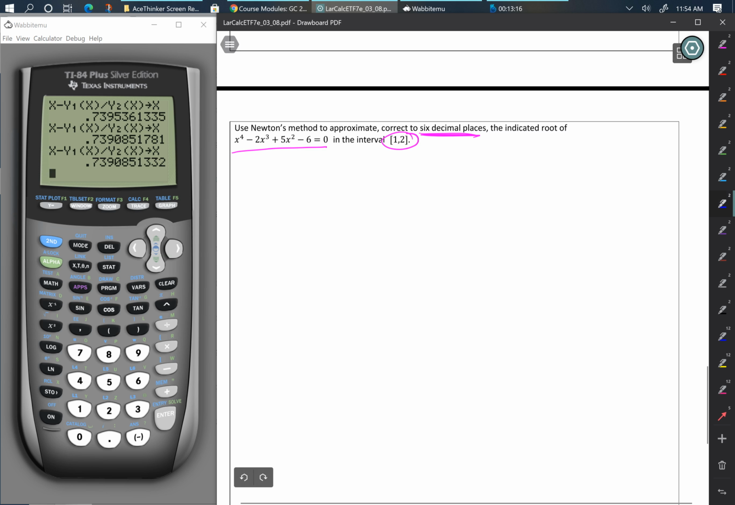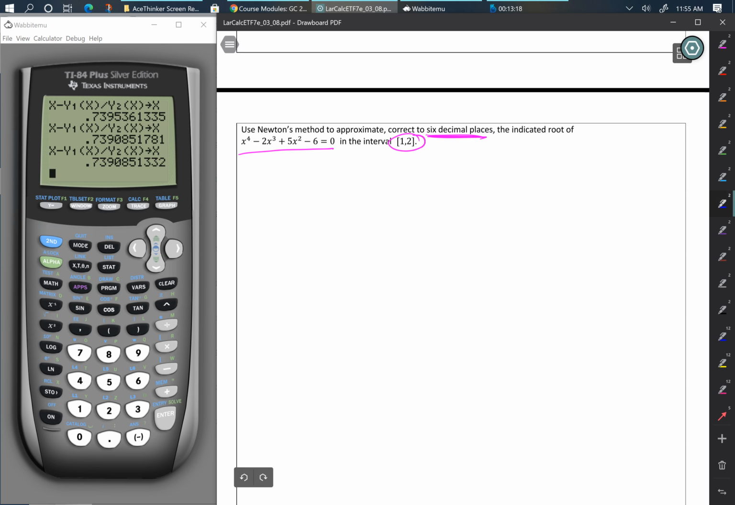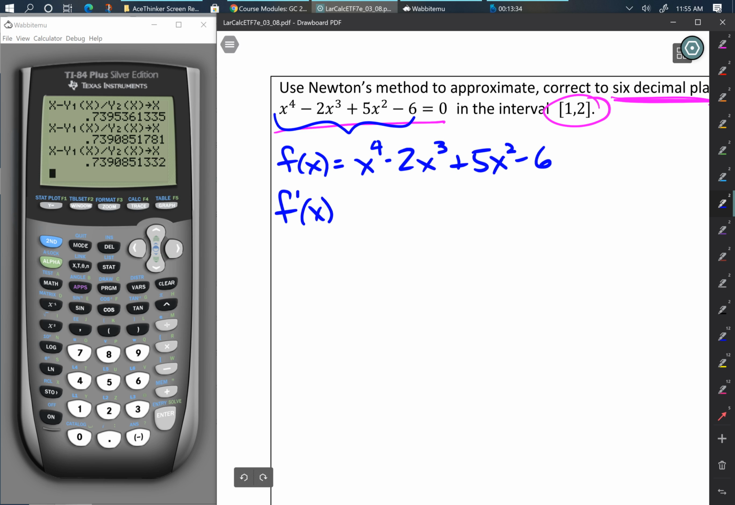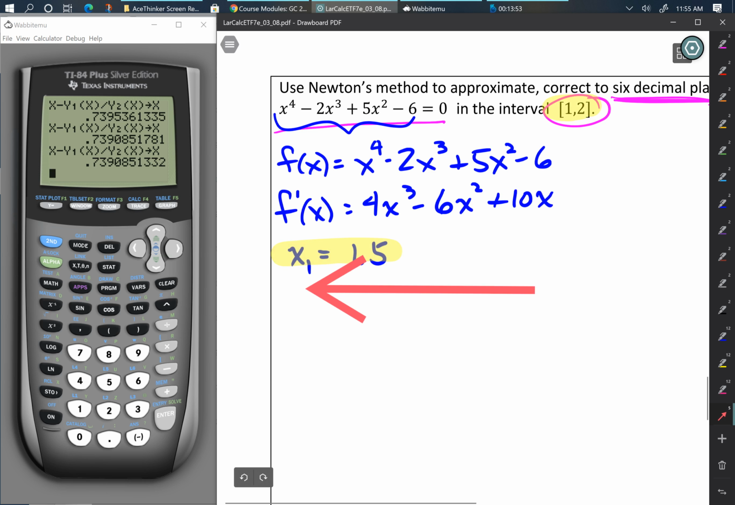All right, so using the same logic I've been using so far, here is my function that is going to be set equal to 0. So my function f of x is the function x to the 4th minus 2x cubed plus 5x squared minus 6. The derivative of that function is 4x cubed minus 6x squared plus 10x, and just because I'm that lazy, I'm just going to simply say x sub 1 is 1.5. Smack dab right in the middle of the interval. Now, it's time to push some buttons.